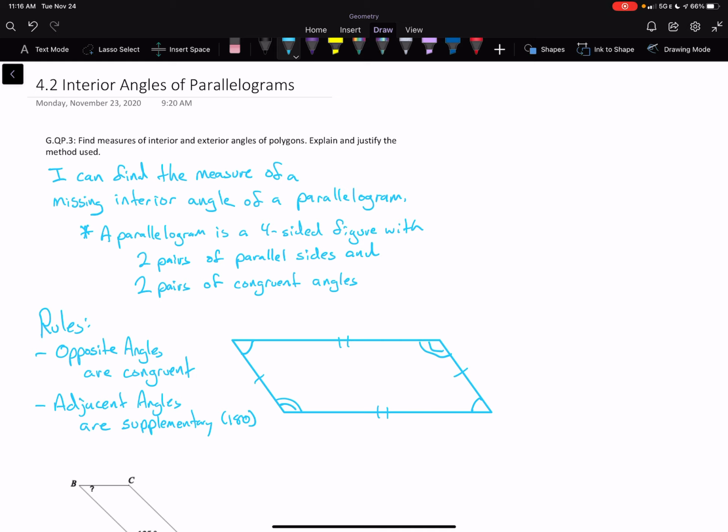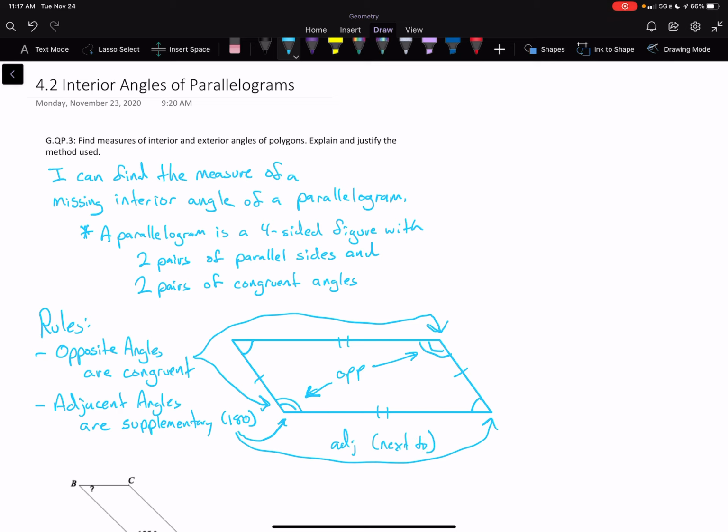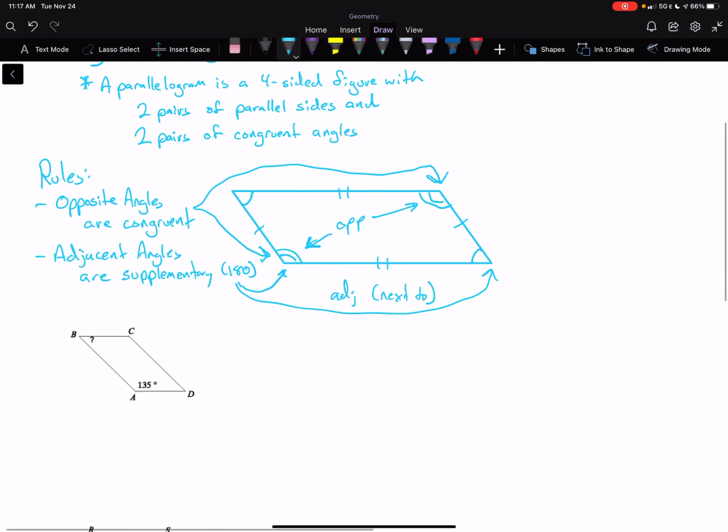So opposite angles would be like this angle and this angle. So they're opposite. And then adjacent angles would be that one and this one. And adjacent, which is next to, right? So two of them next to one another. All right, so let's see what that looks like.